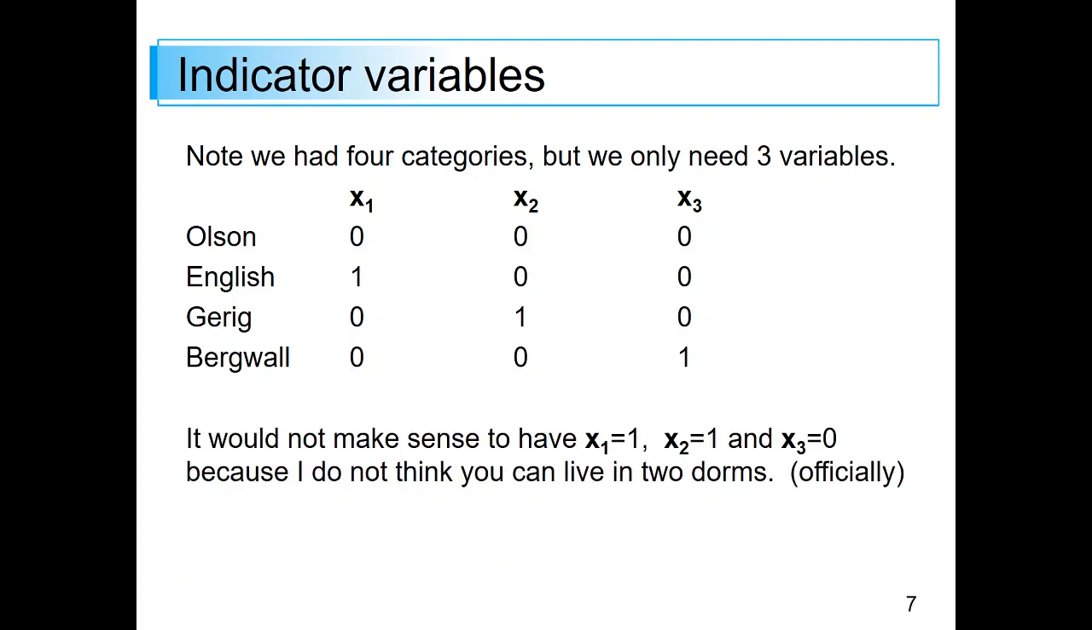Maybe you want to pause for this next question. It would not make sense if you had 1, 1, 0, because I don't think you can live in 2 dorms, at least officially. I know people have tried. But officially, we wouldn't be able to say that means you're living in English and Gerig. Categorical data means that you are in a specific category. So that's the idea.